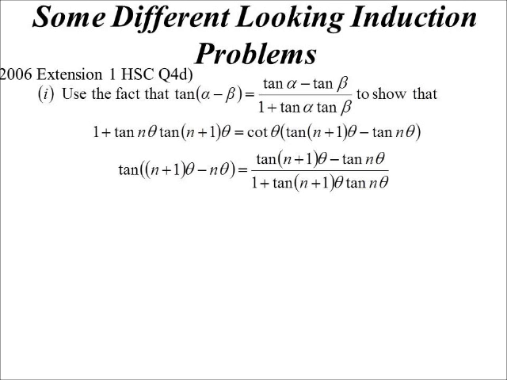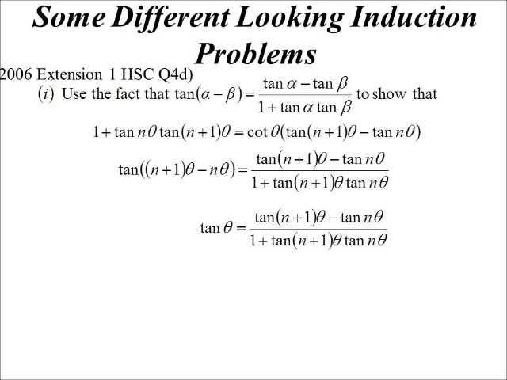There it is, substituted in. So as I say, n plus 1 theta minus n theta, there's the theta. So we've now got all the three angles that we're trying to get to in the answer. Now, have a look at the denominator, 1 plus tan n theta tan n plus 1 theta. That, in fact, is the left-hand side of what we're trying to prove.